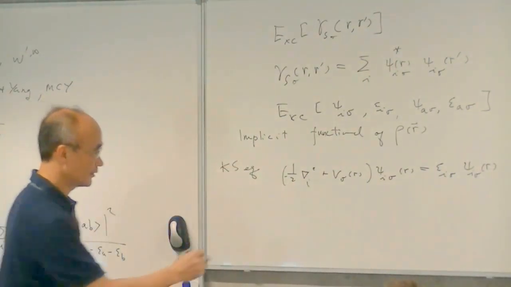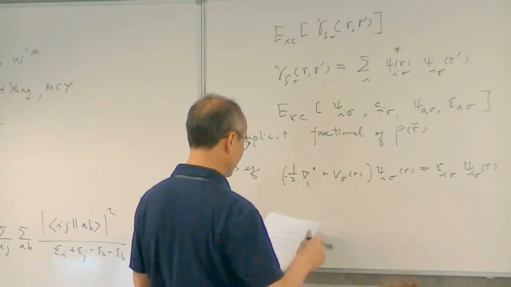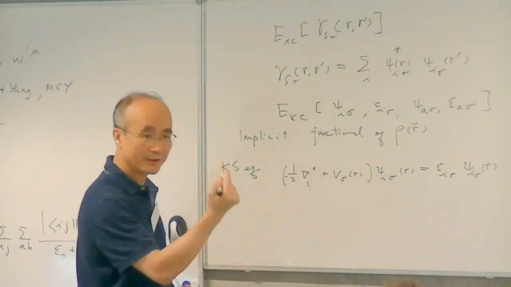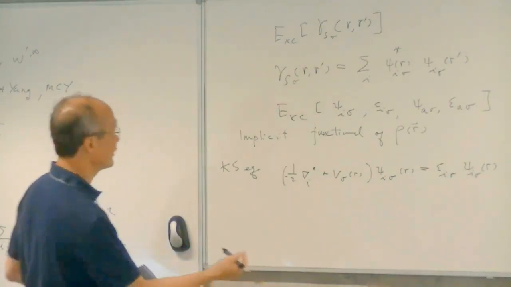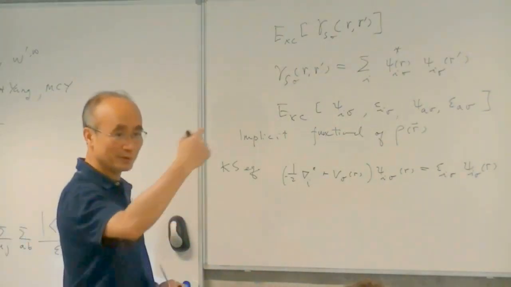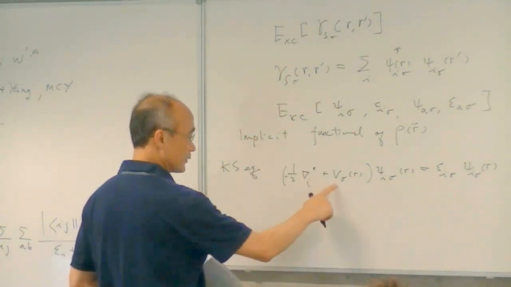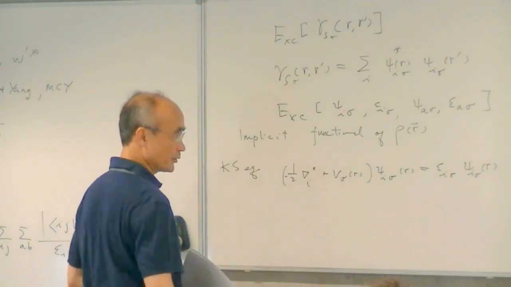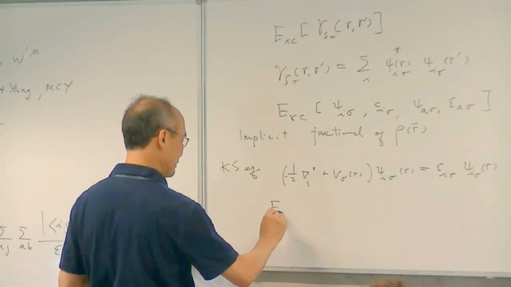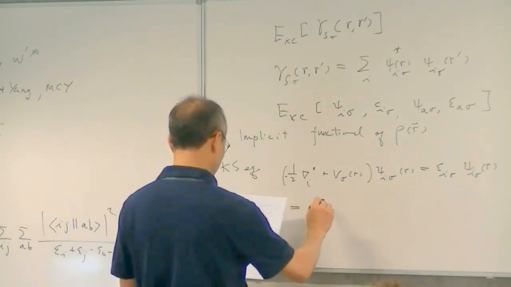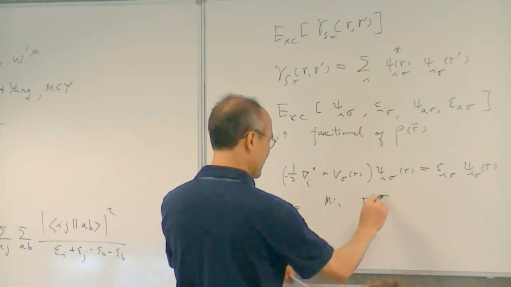This V is a one particle potential that gives you the electron density, and gives you the electron density matrix in an implicit way. So the potential is the one particle potential. So what we really want is the following. We want the minimum of energy equal to the minimum of this energy functional.